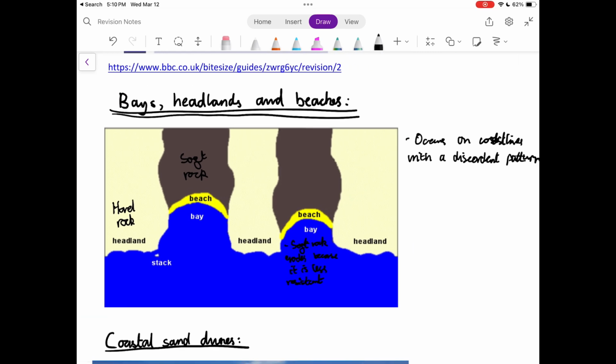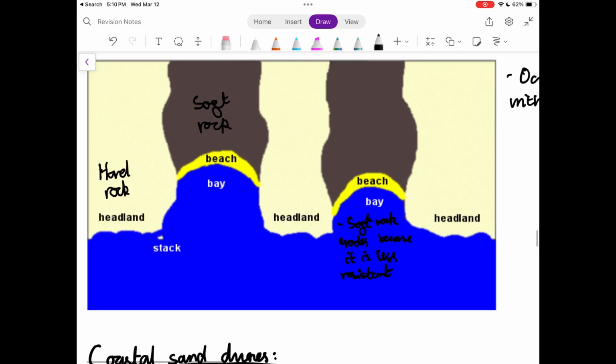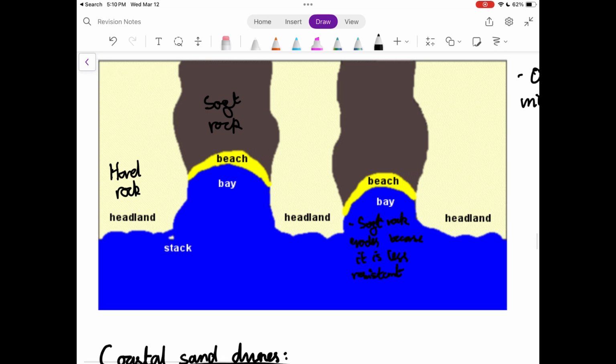Okay, and therefore it will erode inland, and basically when it does this, waves will come in and deposit material in the bay. So constructive waves deposit material in the bay. So when it does this, this is how beaches form, because of the deposition of sediment onto the coastline in the bay.